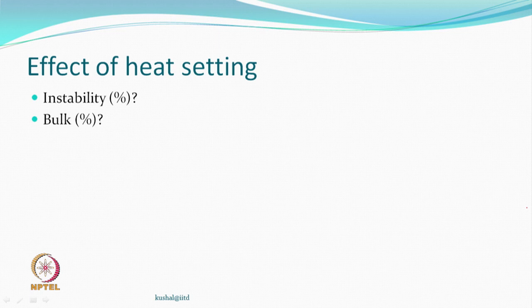Effect of heat setting, that is, you have done, let us say, the mechanical stretching. So, a certain amount of instability has been obtained, but if it is a thermoplastic fiber or filament yarn, then you can do the heat setting. So, what does heat setting do to the instability? The instability will go down. It will go down because the entanglements will become tighter as a result of shrinkage, and so instability goes down.